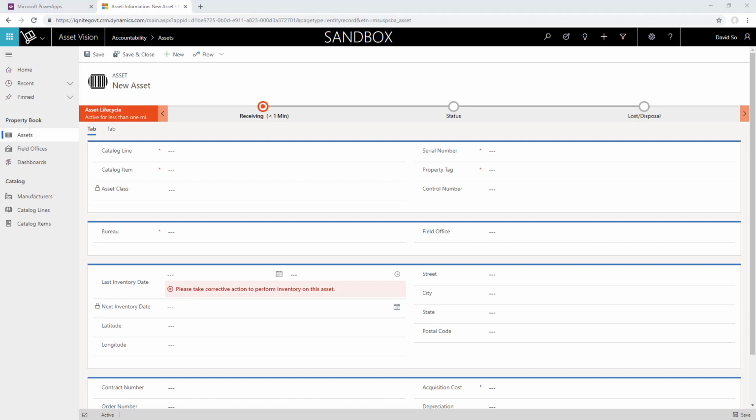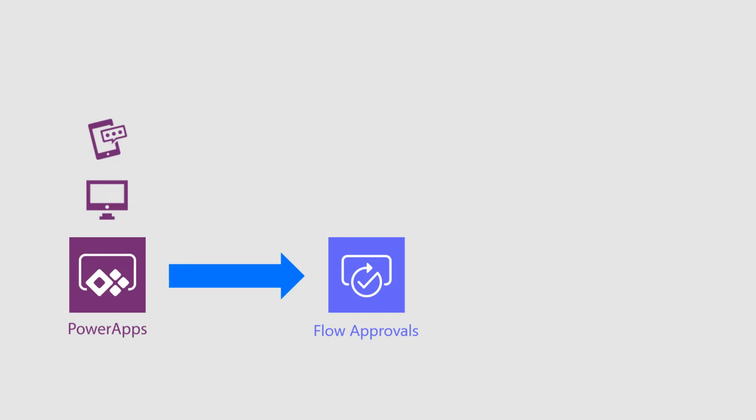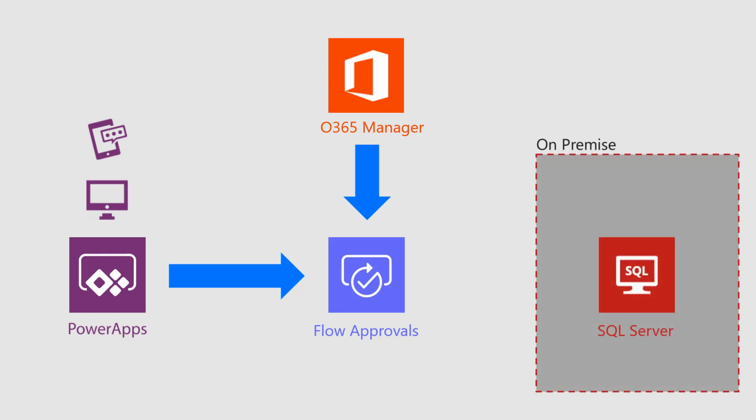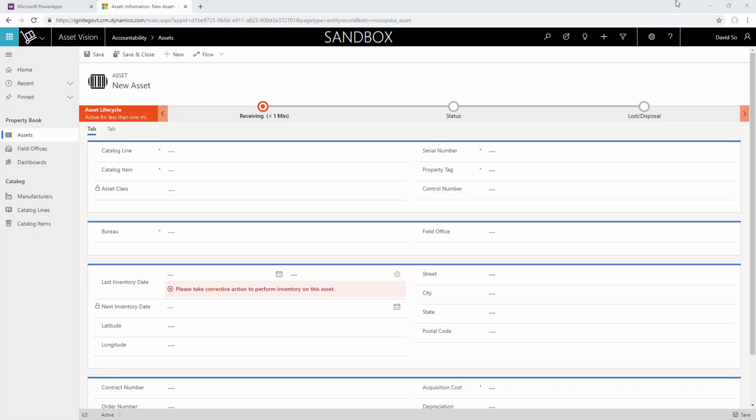And so what that looks like in a simple diagram, we've got our Power Apps here. When a new item is added, we're going to go to Flow Approvals. We're going to look up the manager, the person that approved it, and then if it's approved, we'll insert it into the on-premise SQL Server database. So let's start by creating a blank flow.